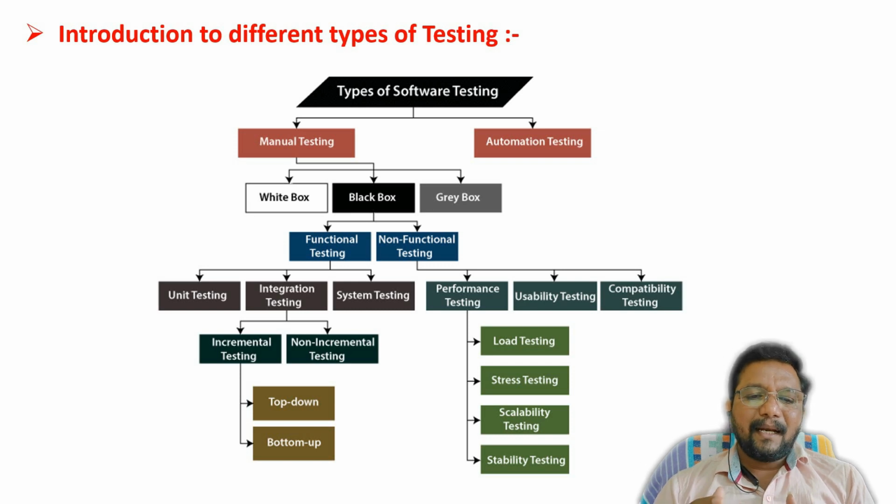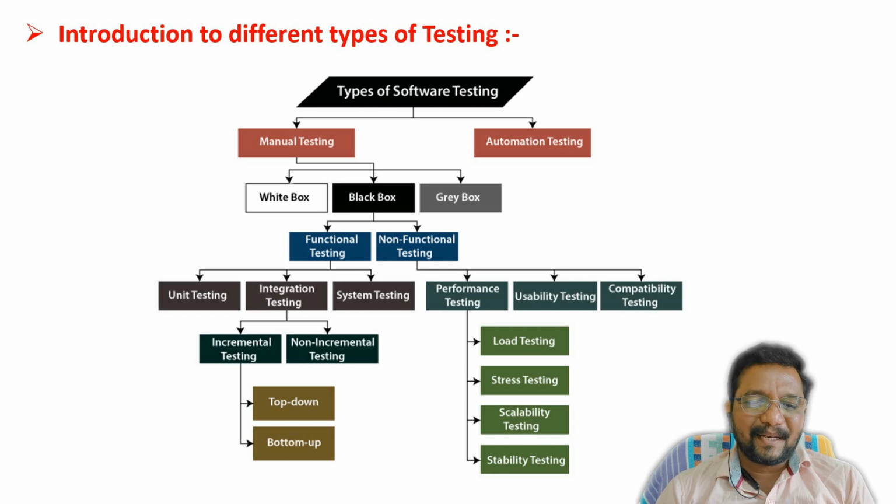Next, black box testing is divided into two categories: functional testing and non-functional testing. What is functional testing? The functionalities are tested. In non-functional testing, the non-functionalities are tested. What are the non-functionalities? Appearance. This is also called GUI testing, graphical user interface testing. How the interface is visible to the user, that will be tested.